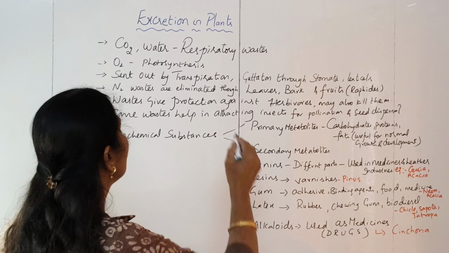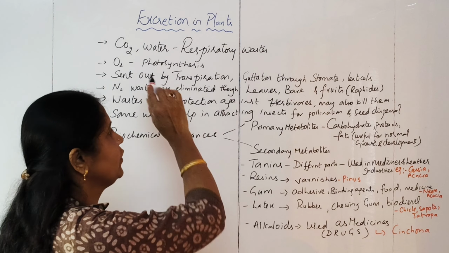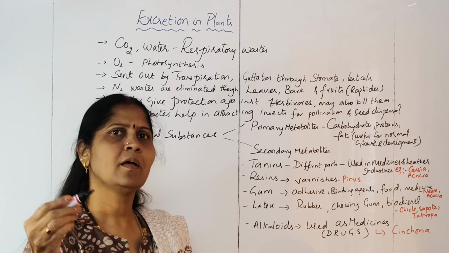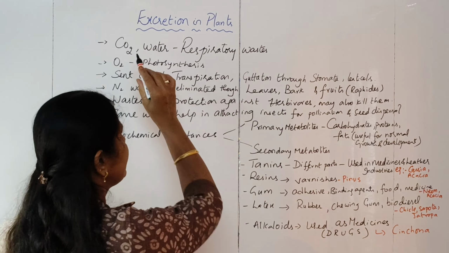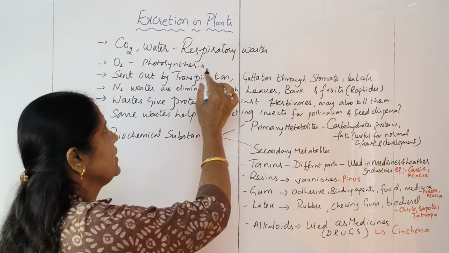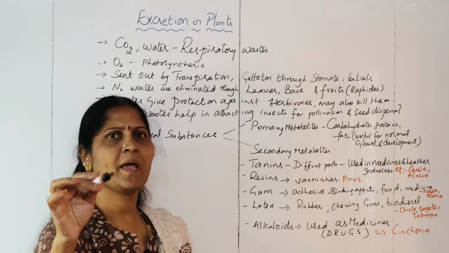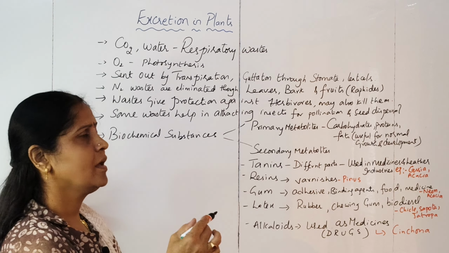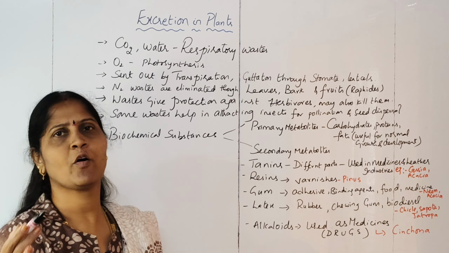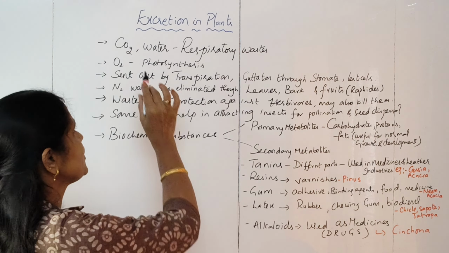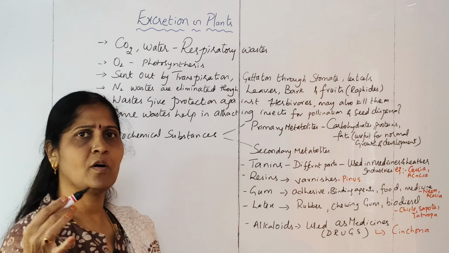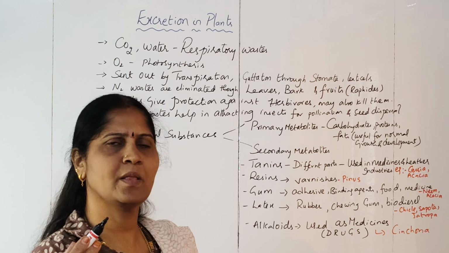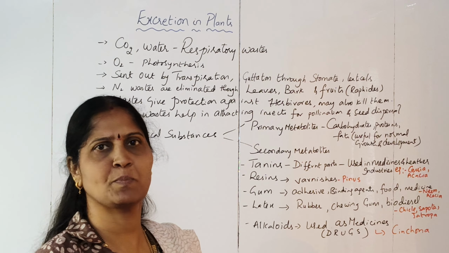Talking about excretion in plants, we know that carbon dioxide and water are produced as the respiratory waste from the plants, and the carbon dioxide that is produced is again used for the process of photosynthesis, by means of which it will be evolving out oxygen as the waste product, which is useful to all the living organisms on the earth. So carbon dioxide, water, oxygen, all these are different varieties of waste which are released by the plants by the process of respiration and photosynthesis respectively.